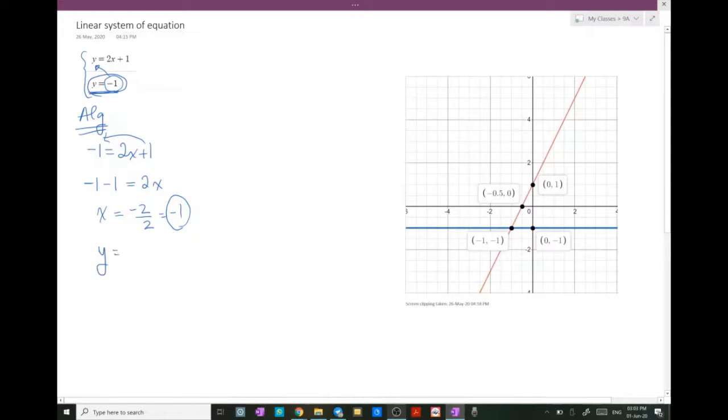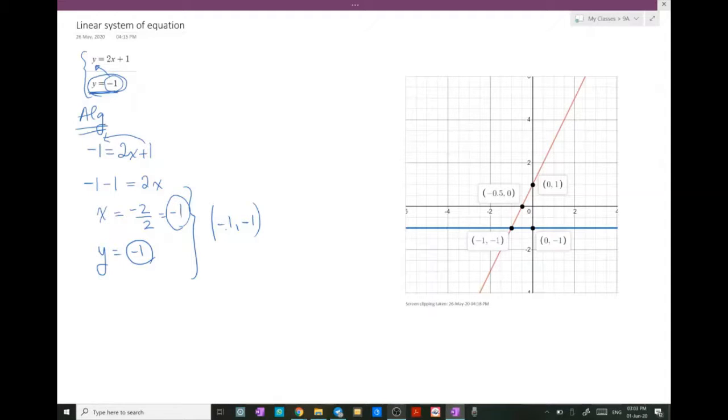So since y is minus 1 and x we found to be minus 1, the point of intersection, or the solution for this system, is (minus 1, minus 1). So it's a point of x minus 1 and y minus 1. So this is the algebra, or using algebra to solve the system of linear equations.